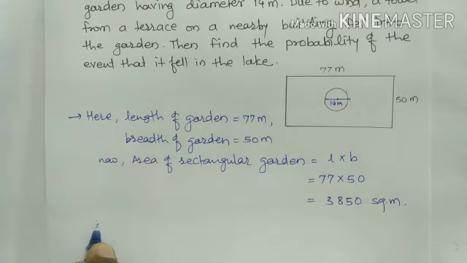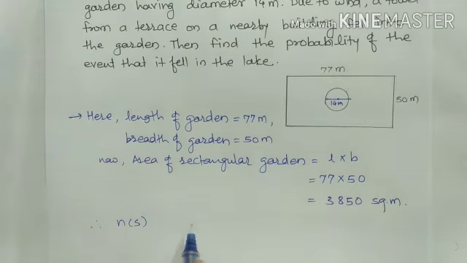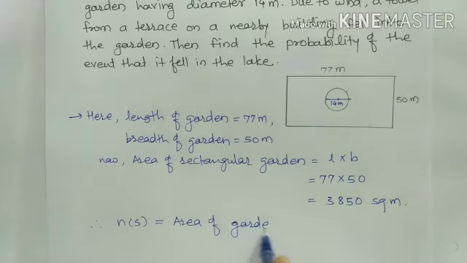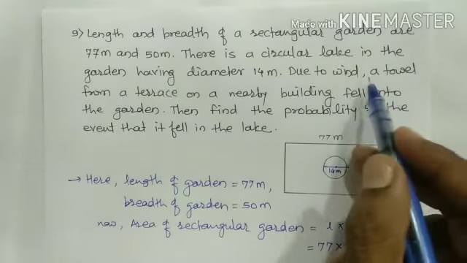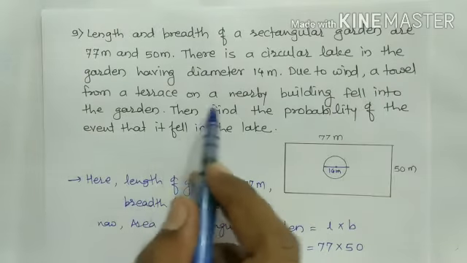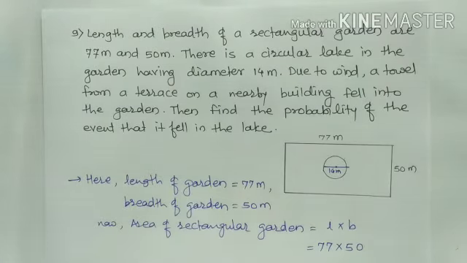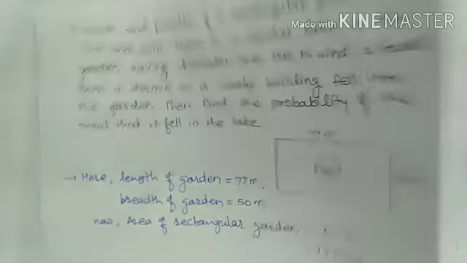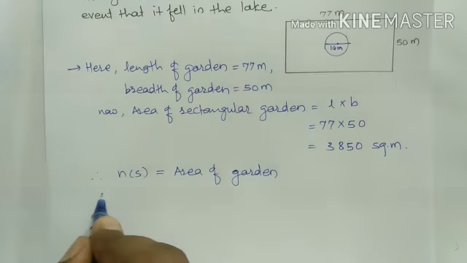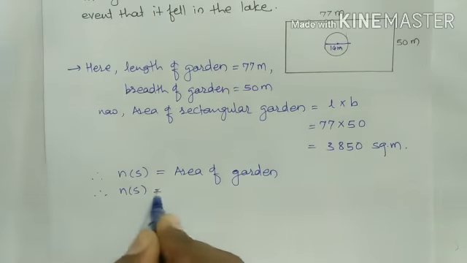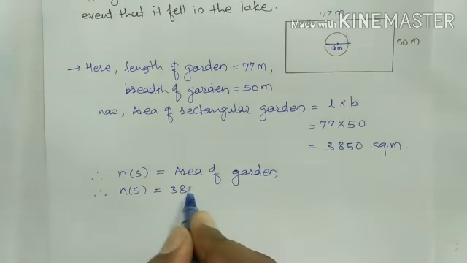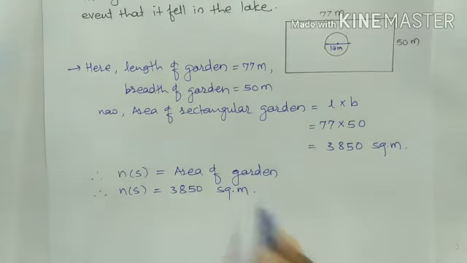Now therefore n(S) equals the area of the rectangular garden. Why? Because here it is given that due to wind, a towel from a terrace on a nearby building fell into the garden. Therefore n(S) equals the area of the garden, which is 3850 square meter. It is given number 1.